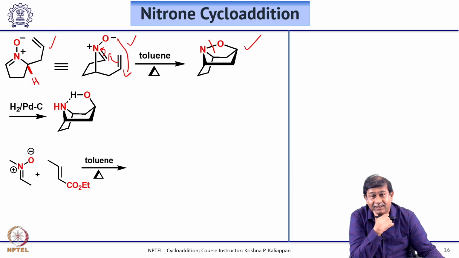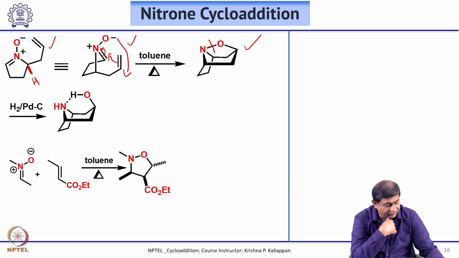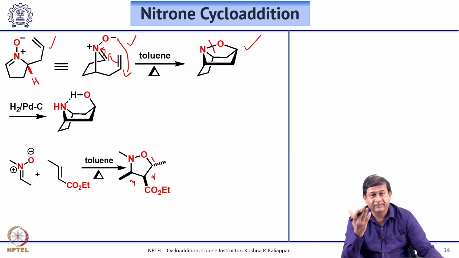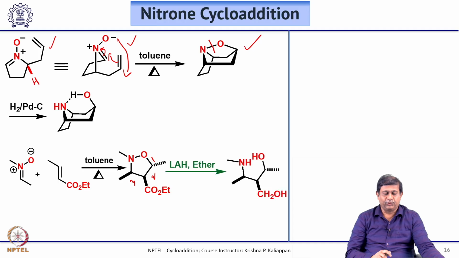So, another example where you can see 1, 2, 3 new chiral centers can be fixed, though it is a racemic compound, but in principle one can fix 3 new chiral centers. Now, cleavage of this NO bond will give the corresponding amino alcohol, and if you use LAH, the ester also will be reduced. So, you get dihydroxyamine.